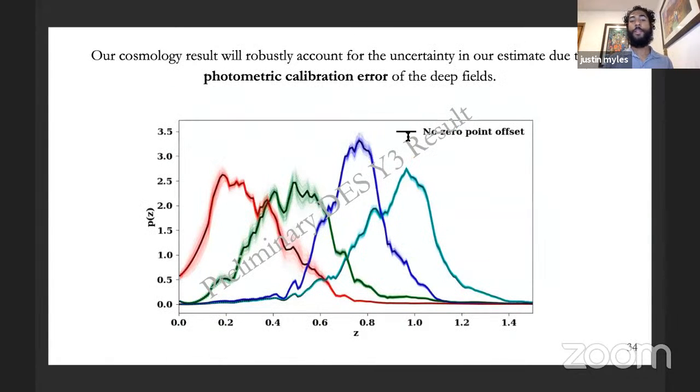Now I'll talk about the photometric calibration error. What's shown here is an ensemble of results, again on simulations. For each realization in the ensemble, I have drawn from a multidimensional Gaussian whose widths are set by the uncertainty on the zero point in any given photometric band. Then we just offset our deep field magnitudes by that draw from the Gaussian. So we're just changing the input magnitudes in the deep fields for each realization.